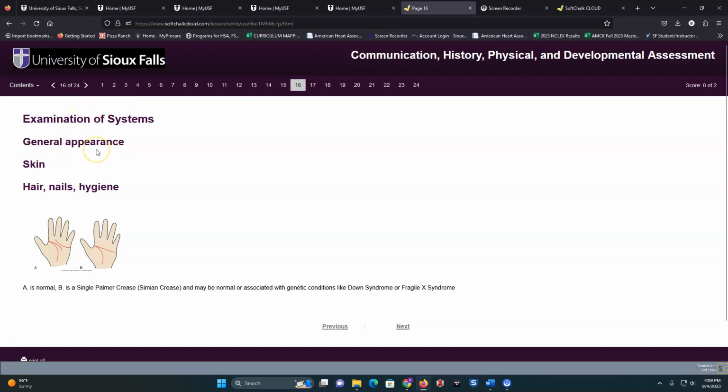General appearance, how do they look? Are they clean? Are they disheveled? Do they have any bugs or dirt or anything like that that you can see on a general appearance? How's their skin? Is it warm, dry, and intact? Do they have lesions, bruises?